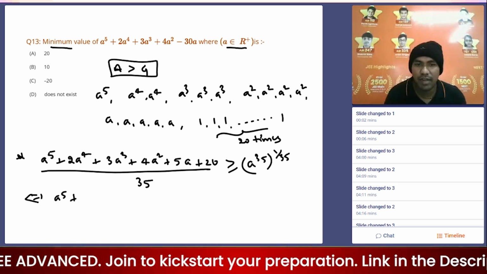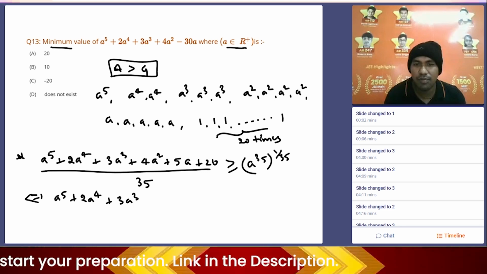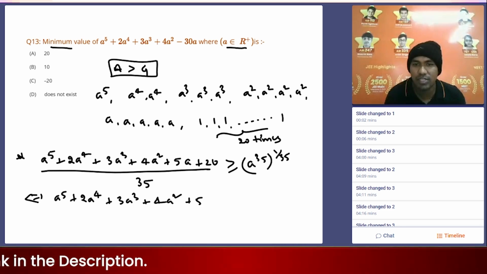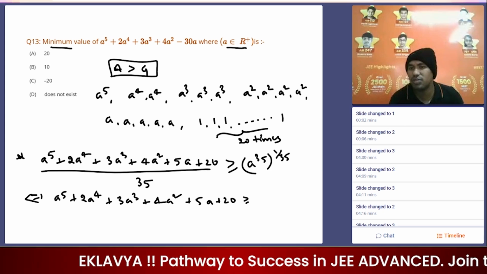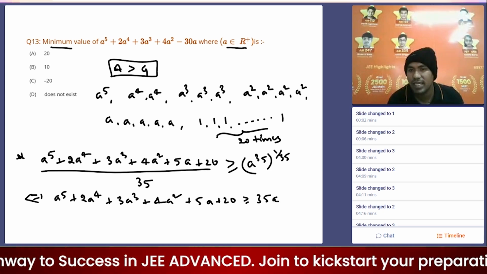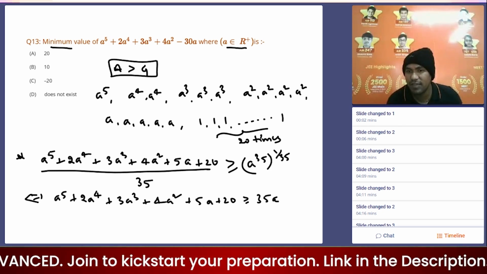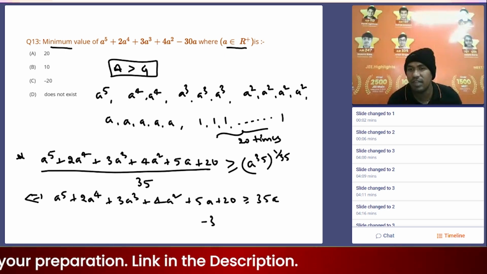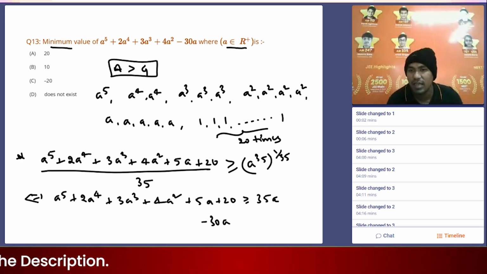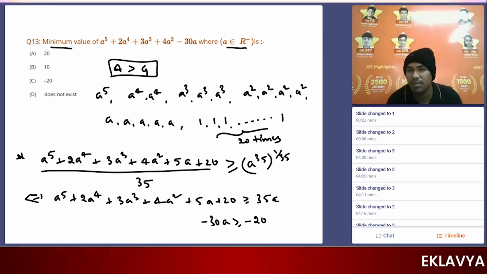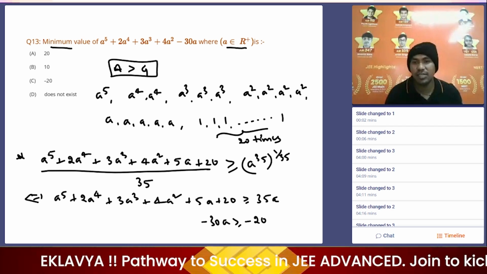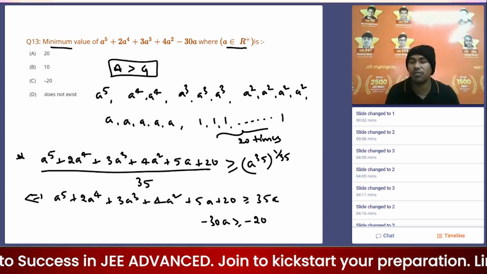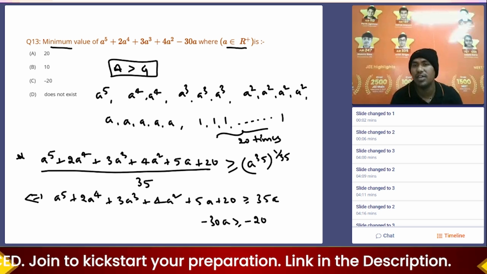So a^5 + 2a^4 + 3a^3 + 4a^2 + 5a + 20 is greater than or equal to (a^35)^(1/35). So these two will get cancelled, and 35 into a will become 35a. If I take this 35a to this side, then 5a minus 35a will become minus 30a. And this 20 will go to this side and become minus 20. And this entire expression will be as it is: a^5 + 2a^4 + 3a^3 + 4a^2 plus 5a minus 35a.